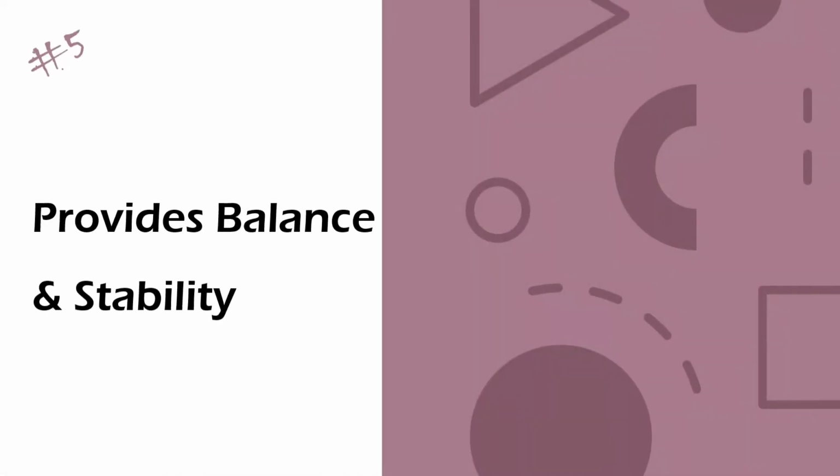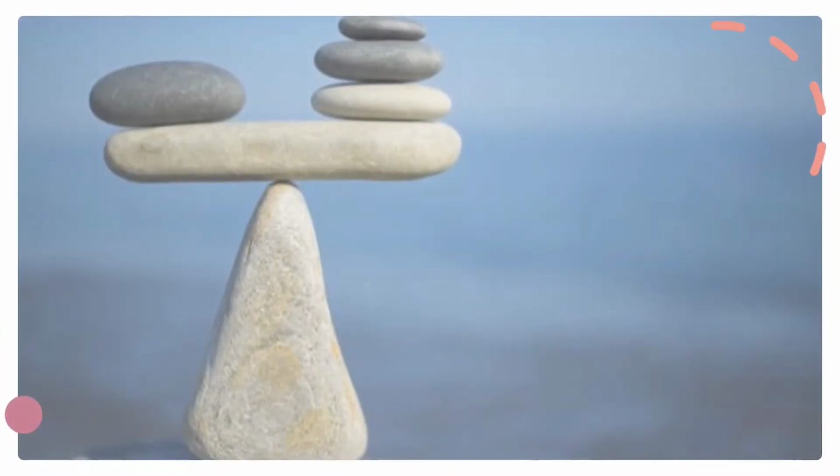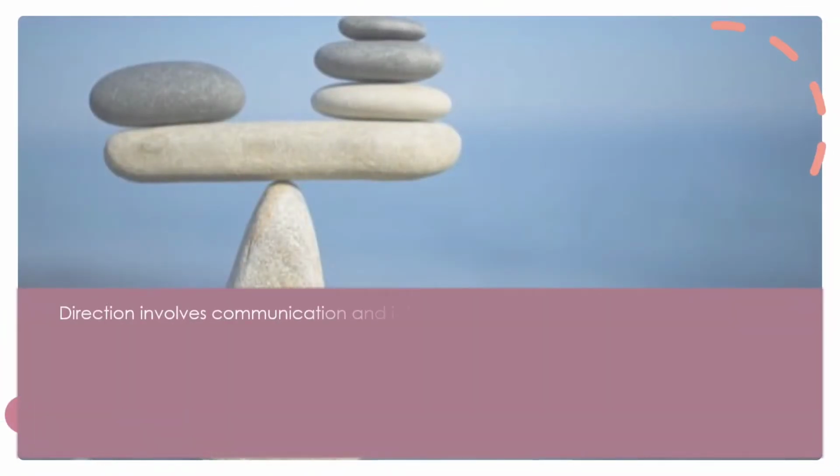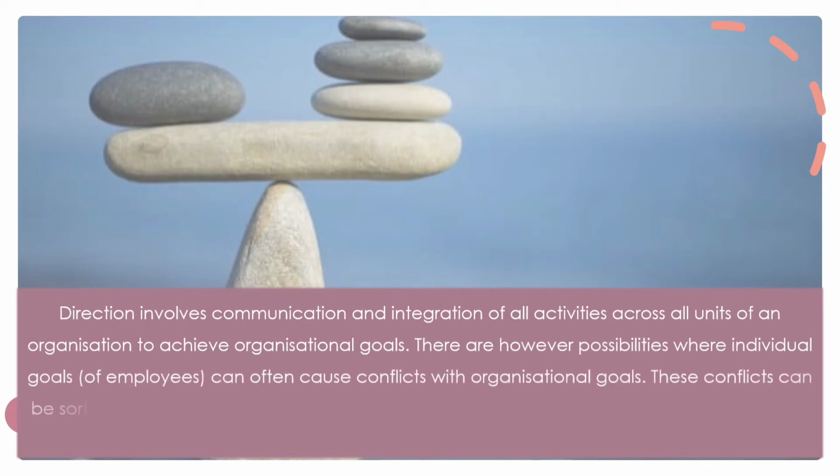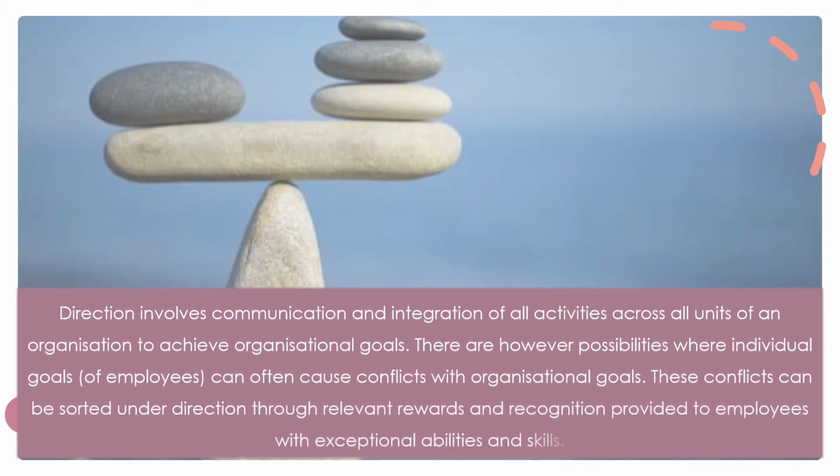Number 5, it provides balance and stability. Direction involves communication and integration of all activities across all units of an organization to achieve the organizational goals. There are, however, possibilities where individual goals can often cause conflicts with organizational goals. These conflicts can be sorted under direction through relevant rewards and recognition provided to employees with exceptional abilities and skills.